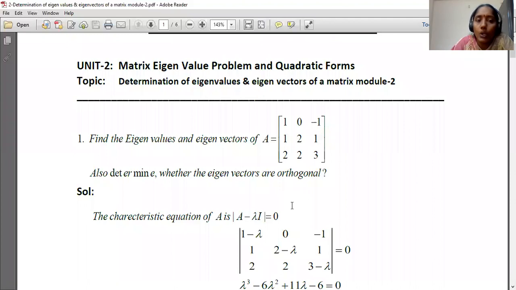First we move to how to find the eigenvalues. Before that, we need to find the characteristic equation, that is determinant of A minus lambda I. Here A is a 3 by 3 matrix, so I is also 3 by 3. Subtracting lambda I from the matrix A gives 1 minus lambda, 0, minus 1; 1, 2 minus lambda, 1; 2, 2, 3 minus lambda, and we set the determinant equal to 0.